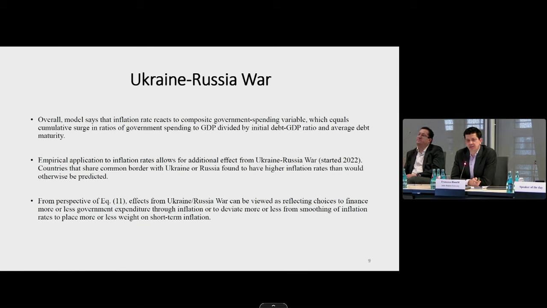The other important event, on top of COVID and the fiscal stimulus that occurred over the relevant sample, is the Russian aggression against Ukraine. So we try different things. We try to measure the distance from the border with Russia or Ukraine. We try to control for the trade relations between these countries. But it turns out that the one that seems to work the best, and I guess that's a fact of life, is the simplest thing: to simply have a dummy variable for the countries that are on the border with Ukraine or Russia.